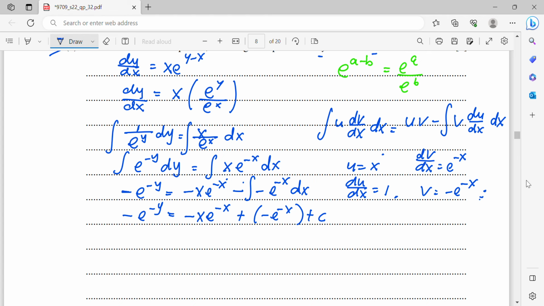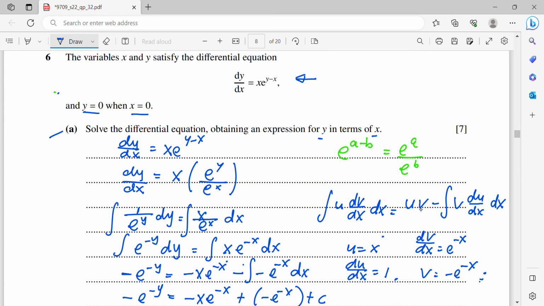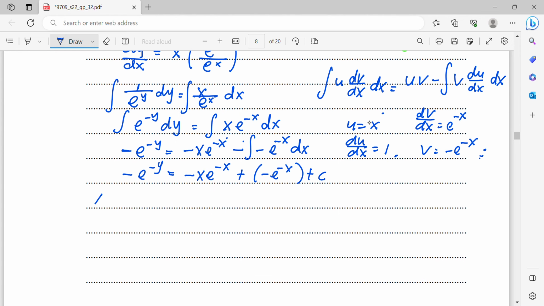Before we proceed, refer to the x and y values. x is 0, y is 0. We need to get c now. When x equals 0, y equals 0, I will get negative e^0 equals, the first term is 0 because of the x. Then the second term, plus and minus is minus e^0 plus c. Basically the negative e^0 is the same as the right hand side, so these two will be cancelled off, which means your c is 0.